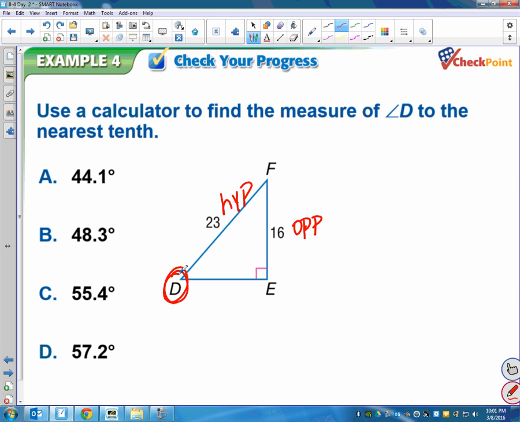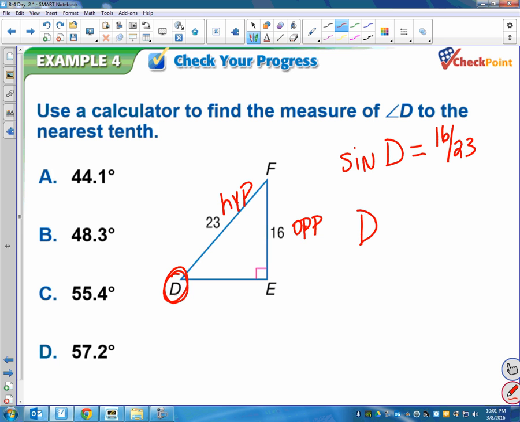And on this one, we use what they give us. We would use the sine, and you need to make sure you write this out so you know what you're doing. You should write the sine of D equals the ratio, which is 16 over 23. That's what you did on your homework yesterday. Today we're solving for angle D.